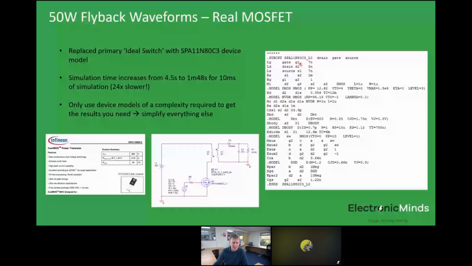So you can see here that there's quite a lot going on. Rather than it just being a simple on resistance, we've now got firstly three inductances. We've got an inductance of the bond wire for the gate, the drain, and the source, 7 nanohenries, 3 nanohenries, and 7 nanohenries. So we're starting to model the parasitics there. They've also included some source resistance here and gate resistance here. The gate resistance is 1 ohm. The source resistance is 1 milliohm.